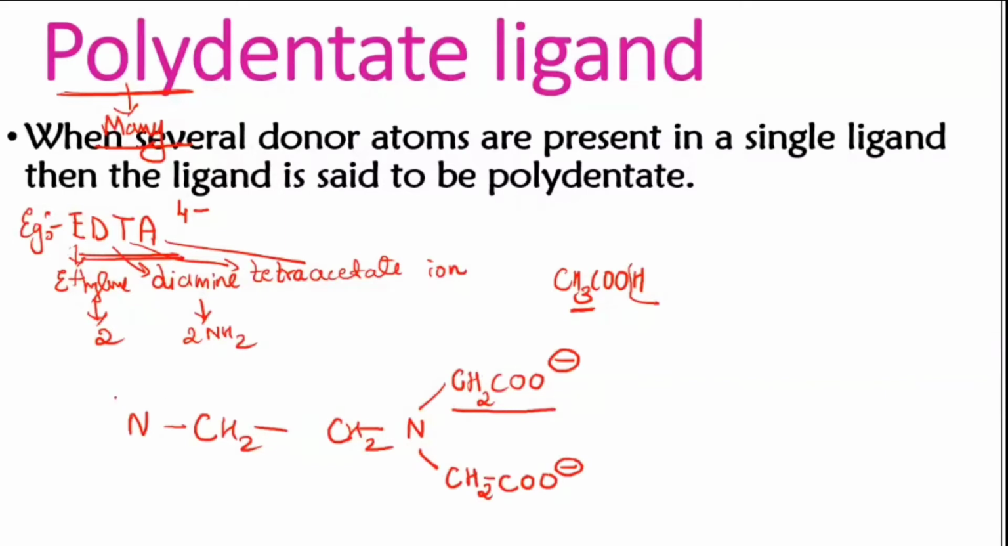Again, on this side, on the left side also, I'm going to do the same thing. So CH2, then I have COO minus. I'm linking from the carbon to this side because carbon and nitrogen will be linking. So bottom side also I will write in a similar fashion, CH2, then COO minus. So this is the structure of ethylene diamine tetraacetate, EDTA 4 minus ion.